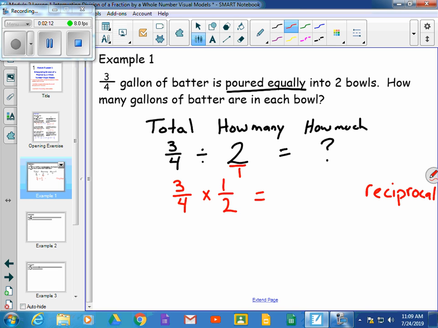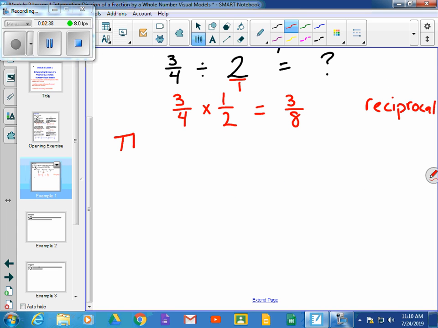Now, from 5th grade, you should remember how to multiply fractions. You take the numerator times numerator, 3 times 1, and you get the new numerator. You take the denominator times the denominator, 4 times 2, and you get the new denominator. So that tells us that there will be 3/8 of a gallon of batter in each bowl. I'm going to write that in a sentence. With word problems, we should always write our final answers in a sentence. There will be 3/8 of a gallon in each bowl.